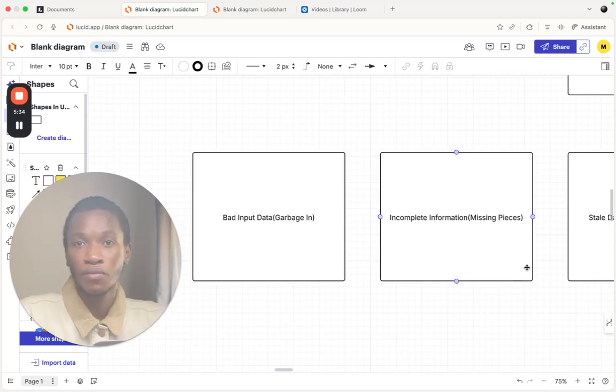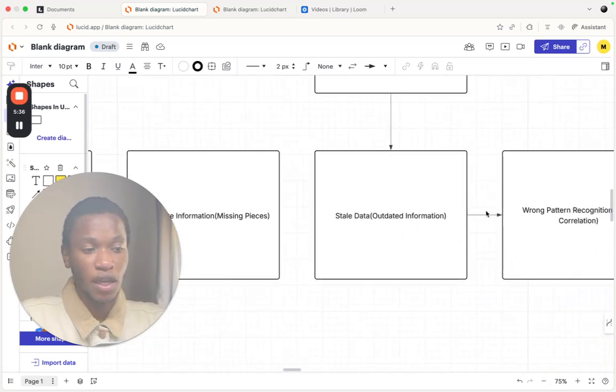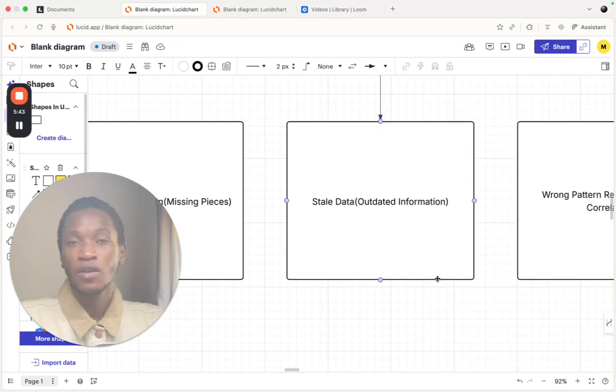And then the third reason is stale data, which is outdated information. The problem here is your AI is working with old information. For example, your customer preferences from 6 months ago are outdated. Inventory levels from yesterday could be out of stock already. Competitive prices from last week could have changed today. Your customer's address from last year, they could have moved. So what AI does is it makes decisions based on old reality, wrong for current reality. So how do you detect this?